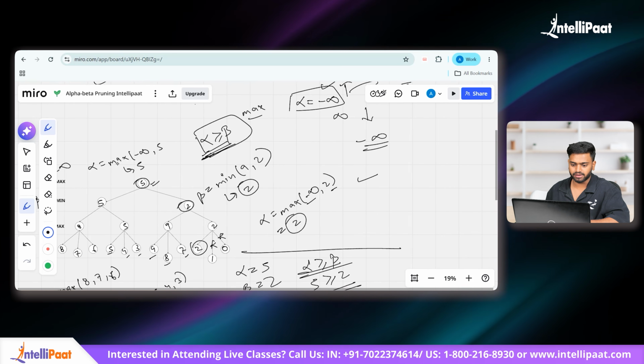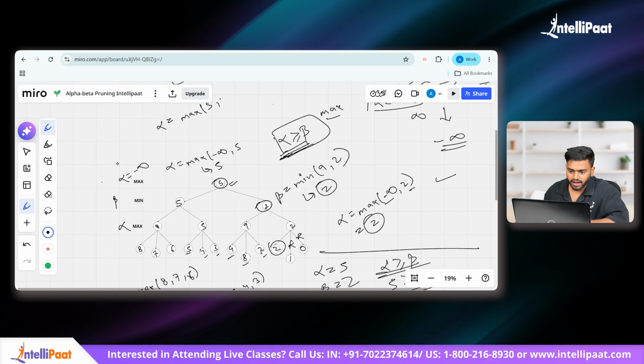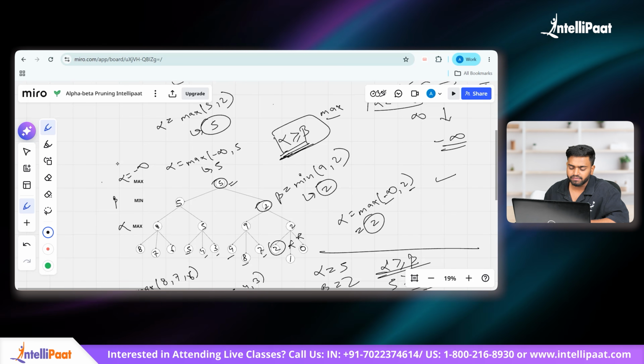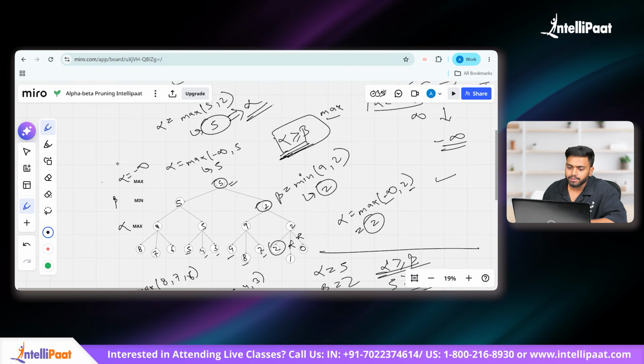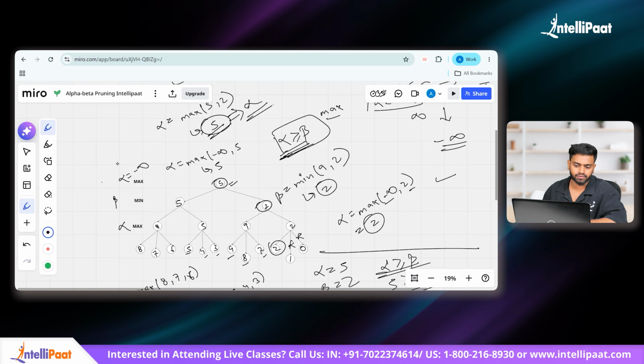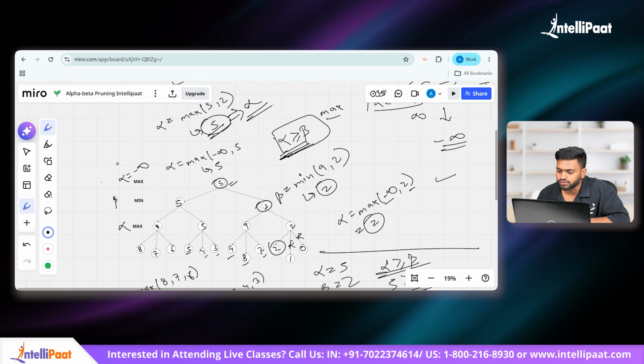So the root value becomes alpha equals max of 5 and 2. So that becomes 5. So we have a value of alpha to be 5 over here. So the optimal value of this tree is 5 over here. So this is how alpha-beta pruning helps us to reduce the number of nodes to explore.